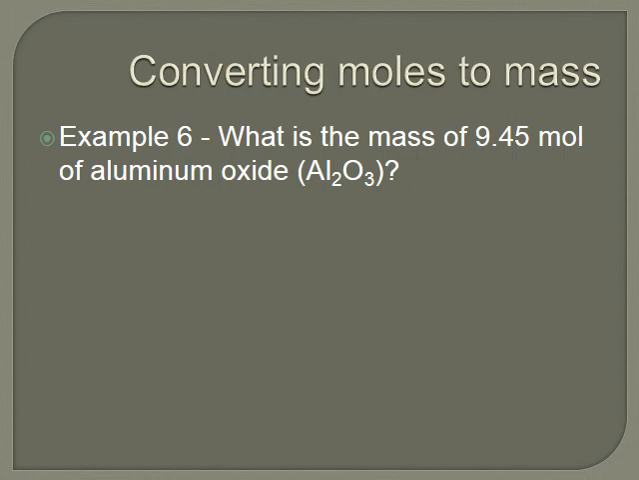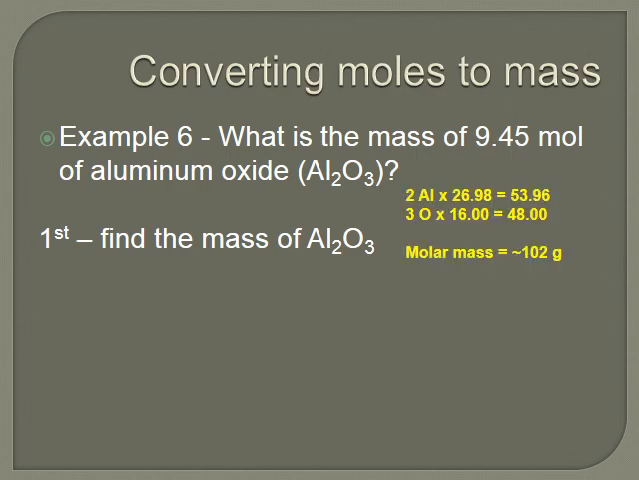All right, 2 more examples, and I promise we're done. It says, what is the mass of 9.45 moles of aluminum oxide? Okay, so they tell us how many moles we have, and we know that we can get the molar mass of aluminum oxide. It's Al2O3. First thing that we need to do is figure out the mass of aluminum oxide. There's 2 aluminums, there's 3 oxygens.